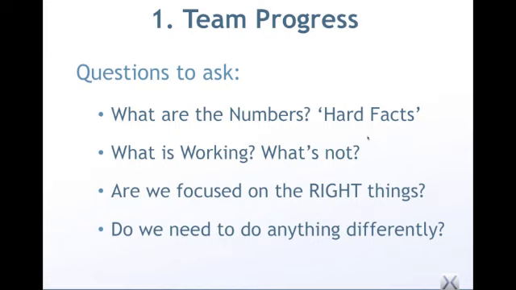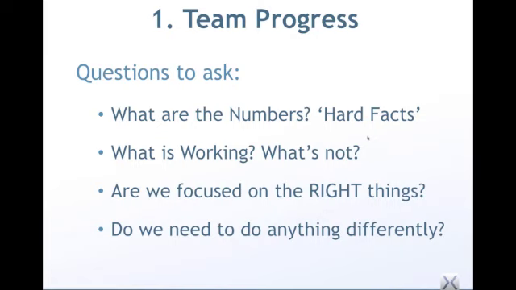In addition to that, you might want to ask the team, look, here's where we're at. This is the truth of our performance. What's working for us, and what's not? What are the things that are going well for us that we could do more of? What are those things that are perhaps not going so well that we might need to alter, change, or stop? You could even ask, are we focused on the right things here? Because obviously sometimes the right things 2 months ago may not be the right things today.